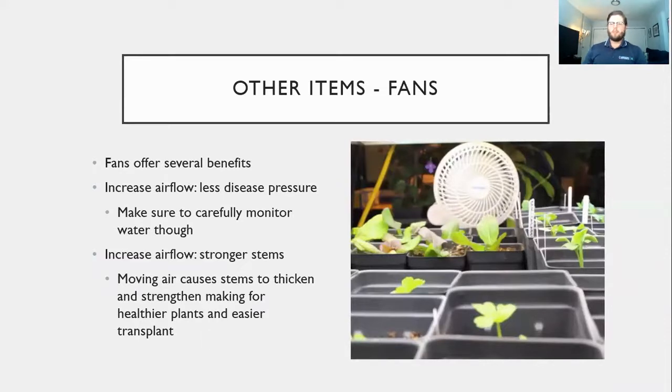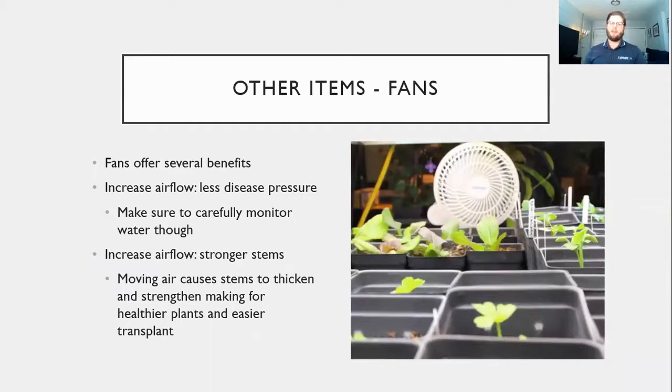So another item that you might want to look into is a fan. Fans will offer several benefits. The biggest one with our increased airflow is less disease pressure. This is true even for our landscape plants or some of our vegetables when they're planted outside, in that a lot of our disease pressure happens from times when we have high moisture or high humidity combined with low amount of airflow. So things that are overgrown, overcrowded, things that haven't been pruned in a while really allow that situation for poor light penetration to get through and cause issues with fungus.